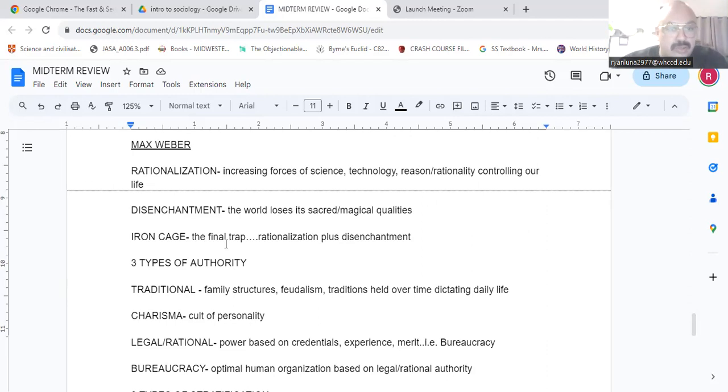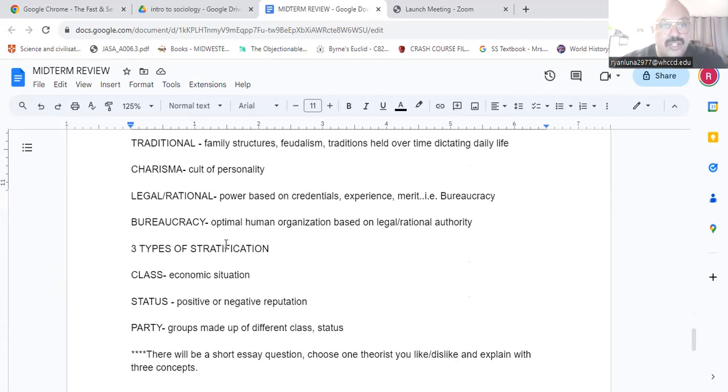Okay. Three types of authority. Traditional. This is the way we've always done it. This is sort of like a tribal mindset. Charisma. Your followers give you power. Cult of personality. Legal rational. This is like a prestige hierarchy. Power based on credentials, experience, merit. Like schools, universities, government institutions.